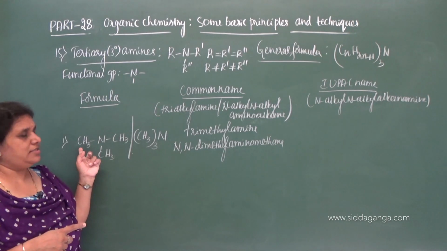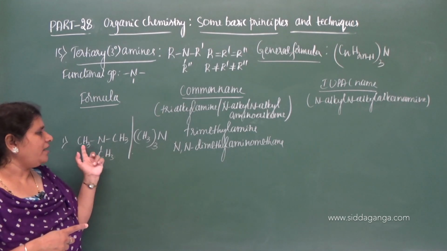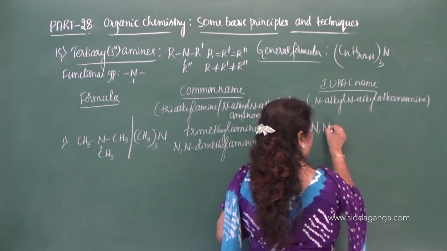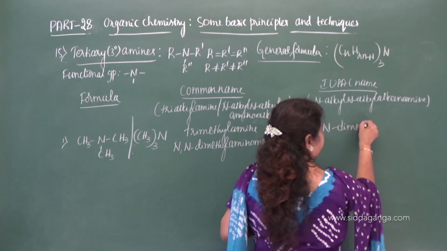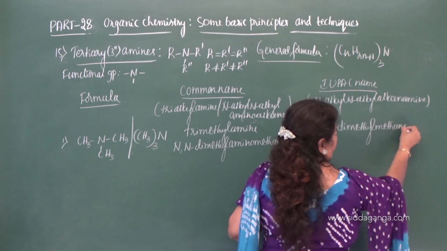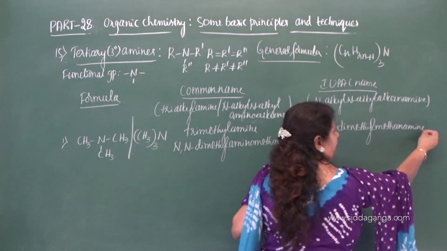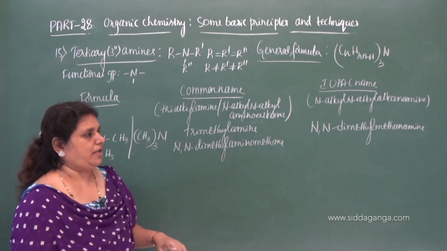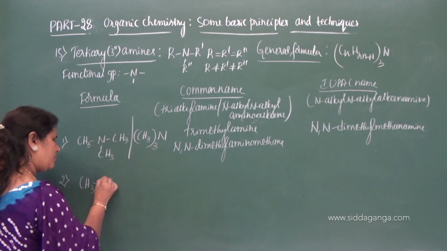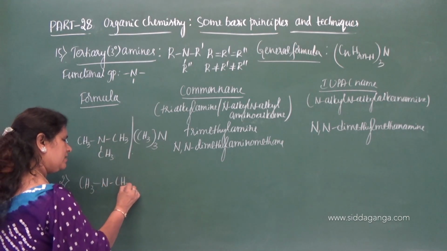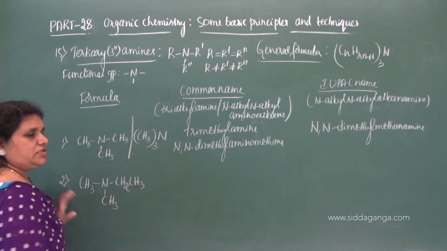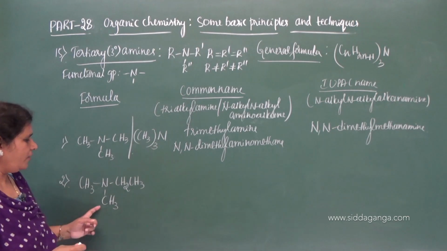N-methyl, N-methyl. Instead of writing like that, N, N dimethyl methanamine. N comma N dimethyl methanamine. Okay, now what about the second one? Let me change one group here, CH2, CH3 and CH3. So here we have methyl group and the ethyl group.